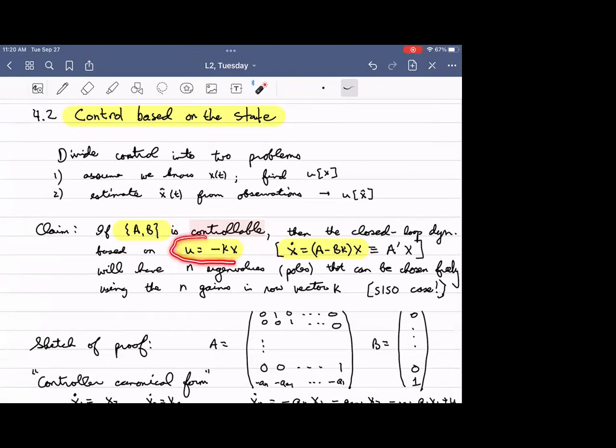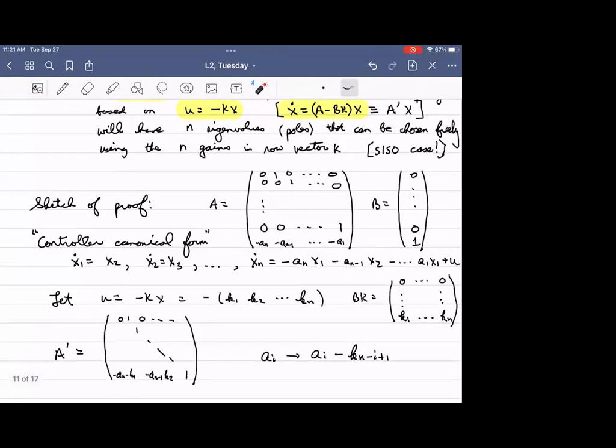you can pick a matrix, or a vector if it's just one input, K will be a row vector, or a matrix more generally, of the form minus KX, and put the poles, or the eigenvalues, of the dynamics anywhere you want. So it means you can take your dynamical system and turn it into an arbitrarily different dynamical system, which usually, or hopefully, will in some way be better.